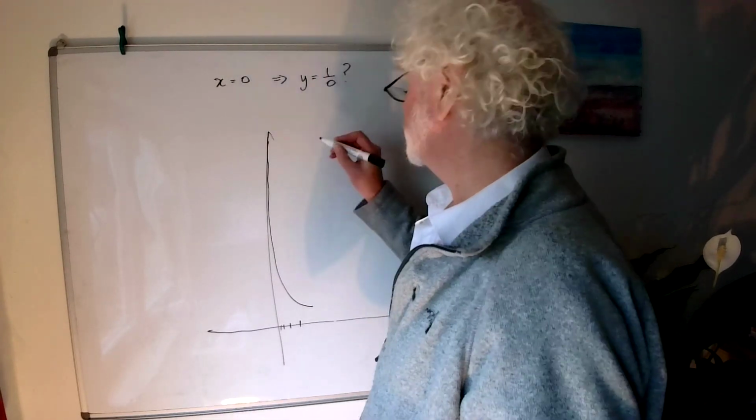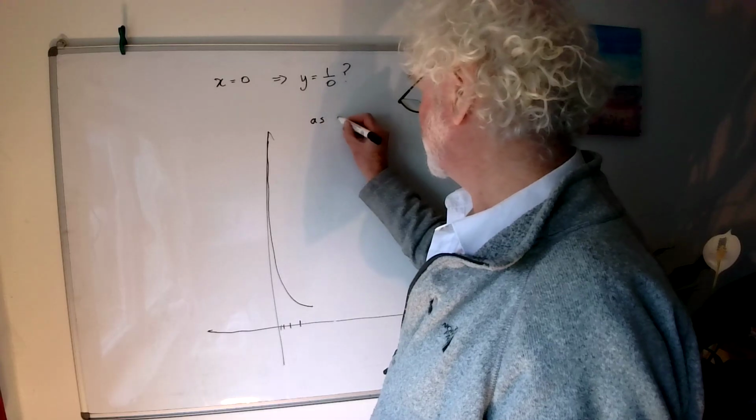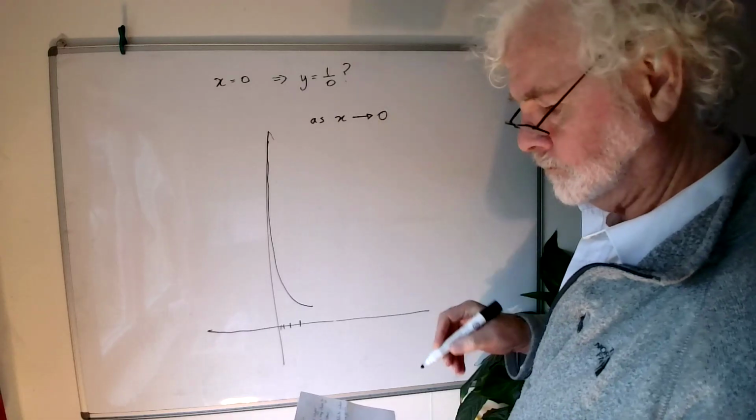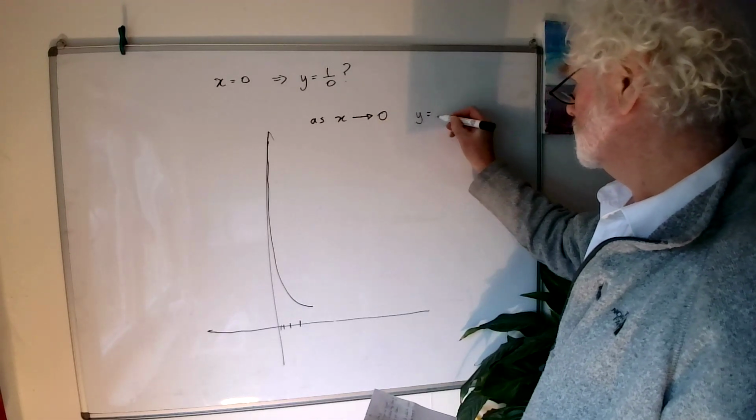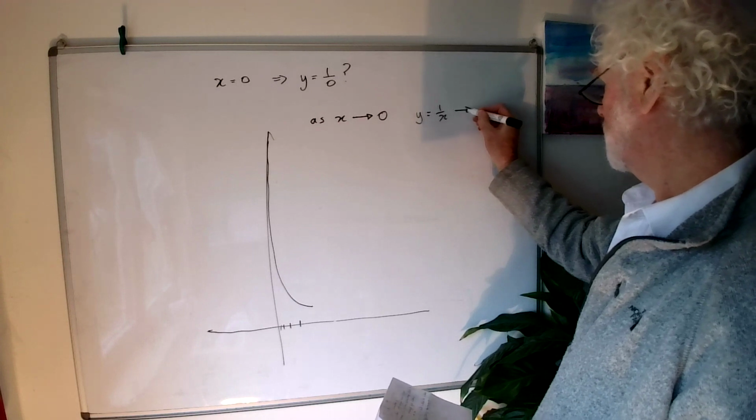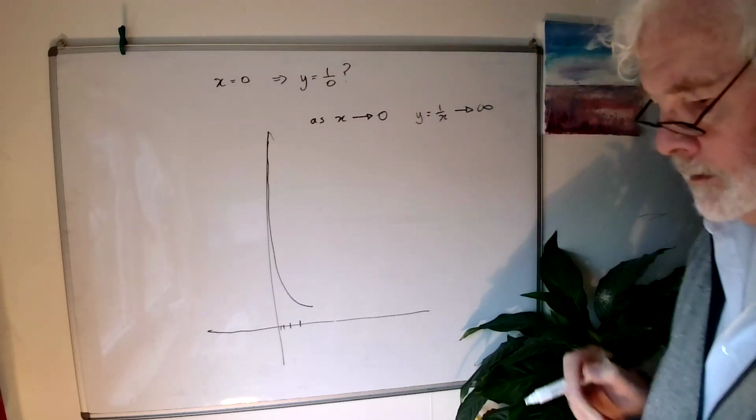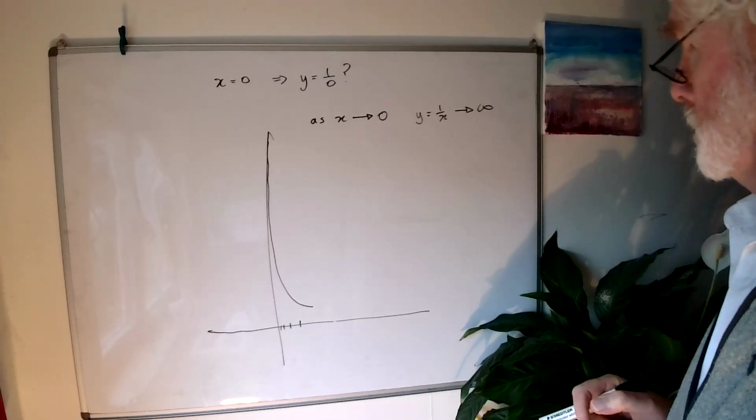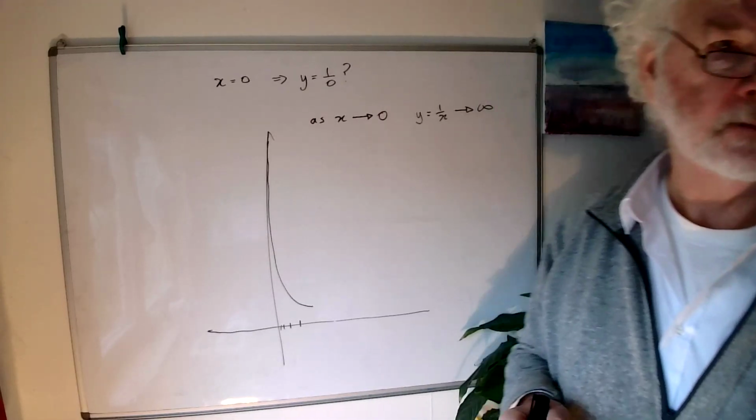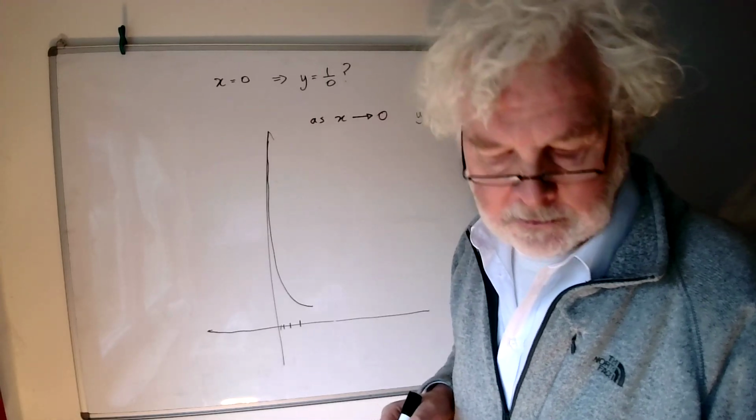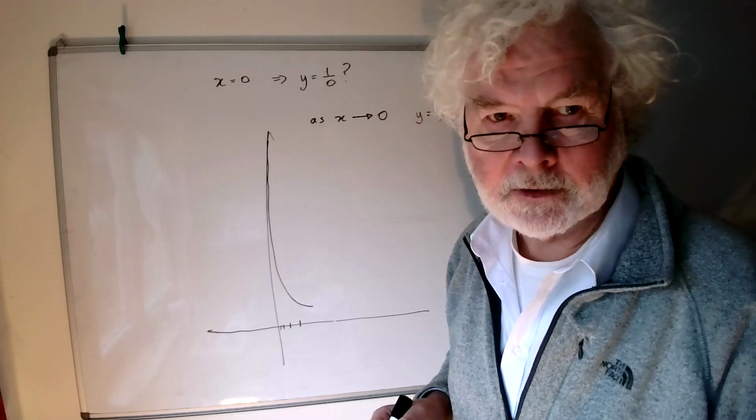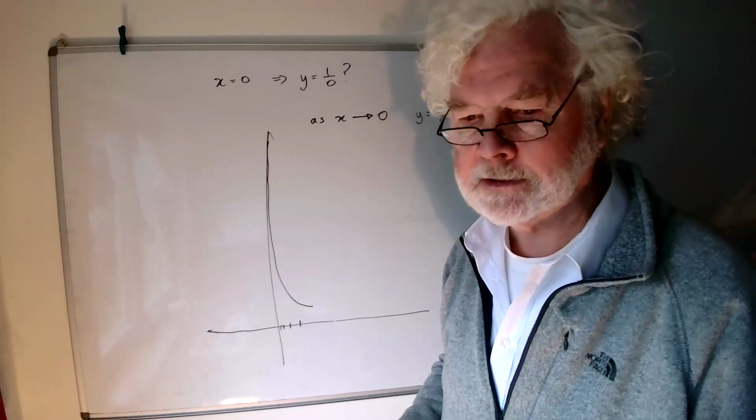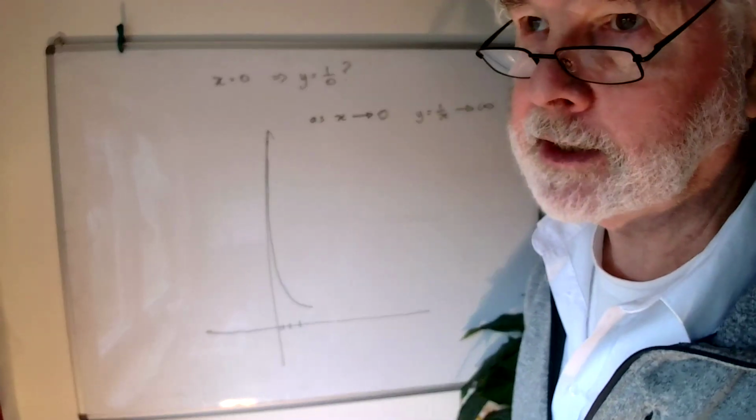What we say is that as x goes to 0, y equals 1 over x goes to infinity. Goes to infinity, not is equal to infinity, because infinity is not a number. It's not a definite number. Well, even if it was a number, it wouldn't be a definite number. But it's not even a number. It's not in the system of numbers.